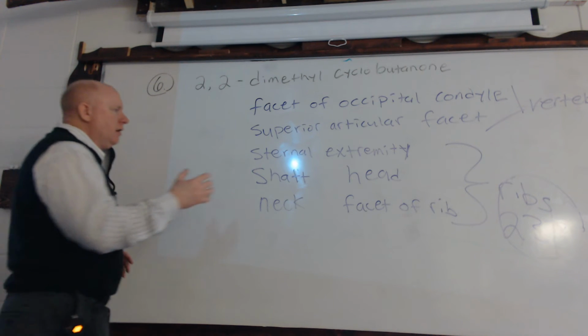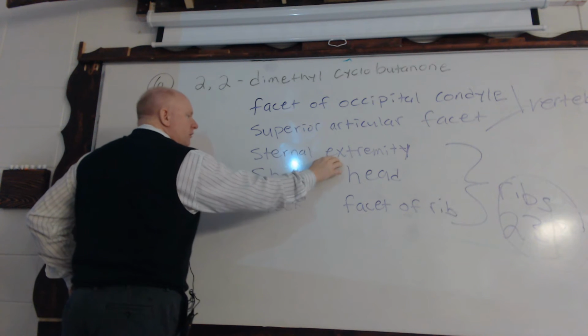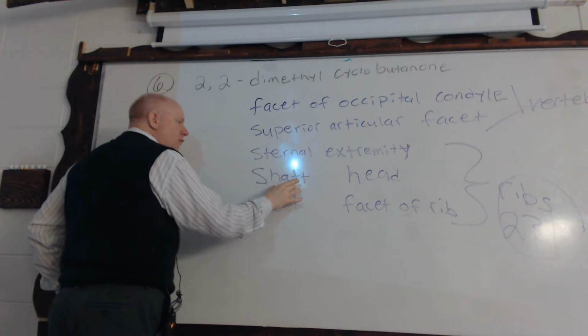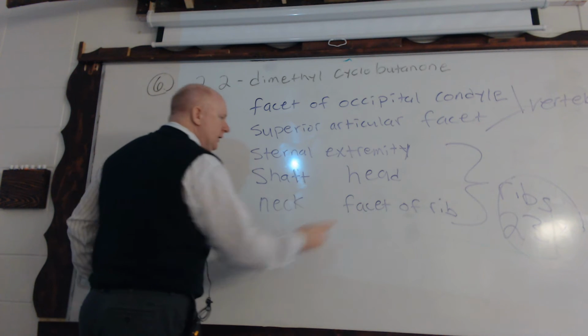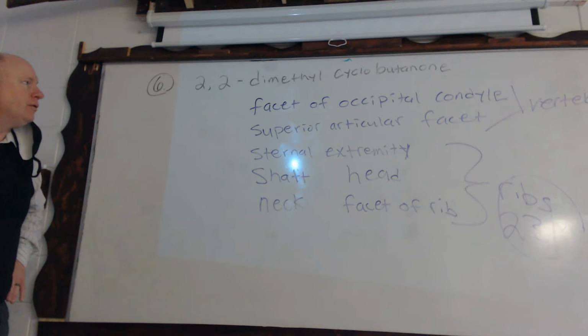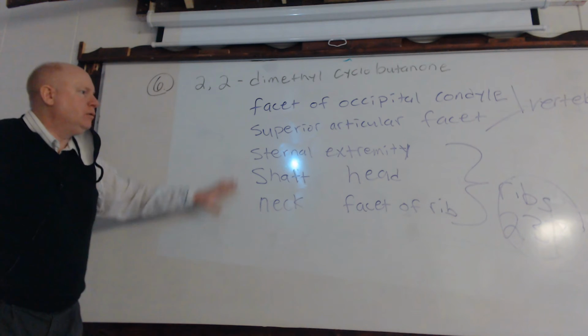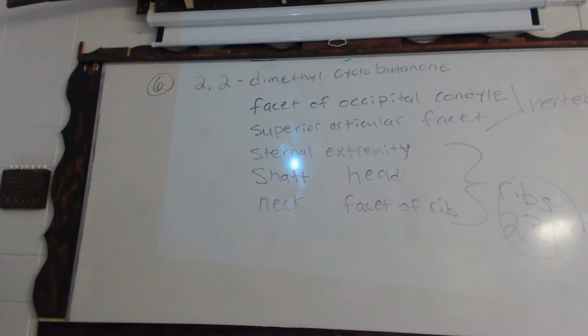Okay, so this is one word, one identification: sternal extremity, the shaft of the rib, the head of the rib, the neck of the rib, and the facet of the rib. Okay, so all of these are all found on page 237. Okay, because they're not on there. I want to make sure to give you plenty of time to get that content down then.